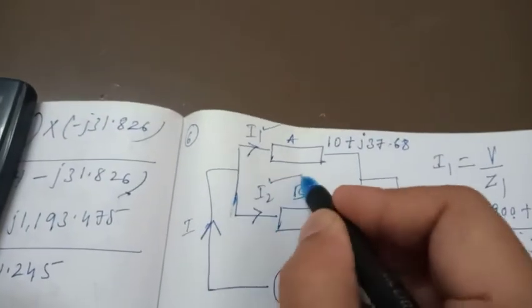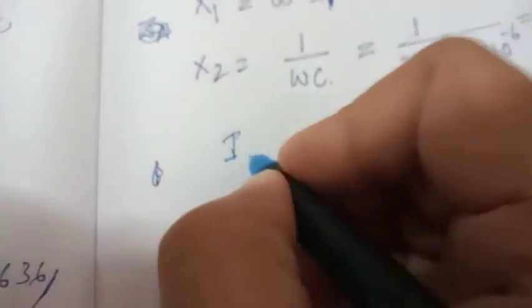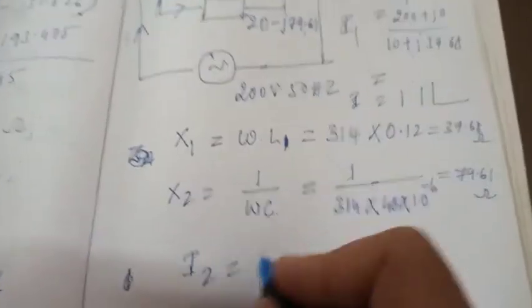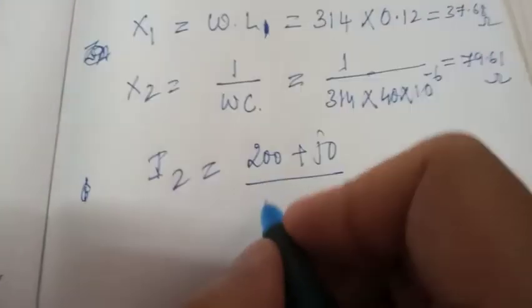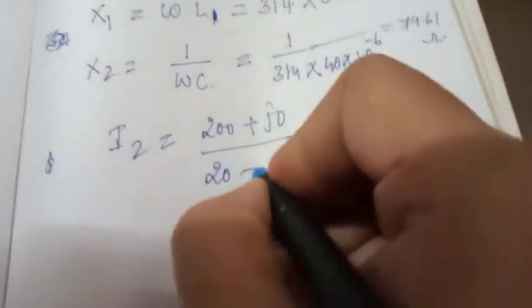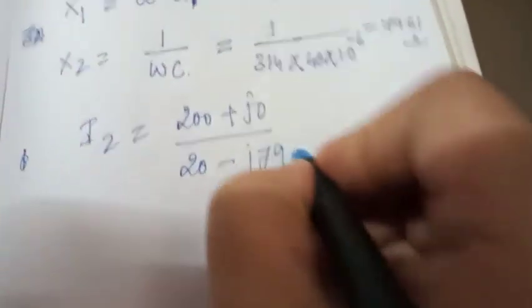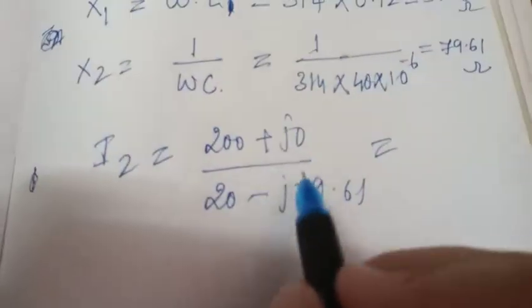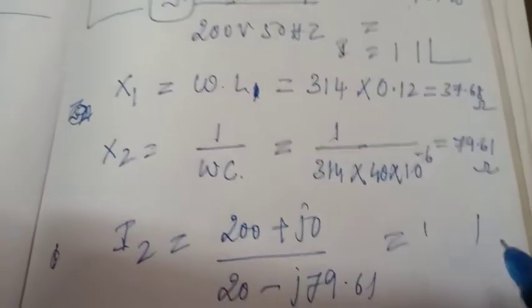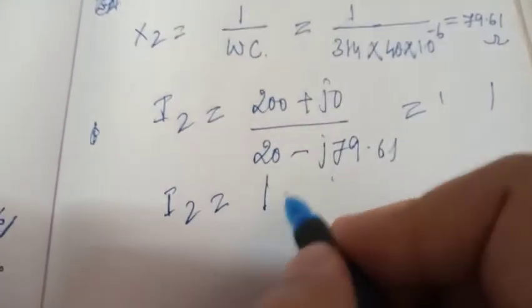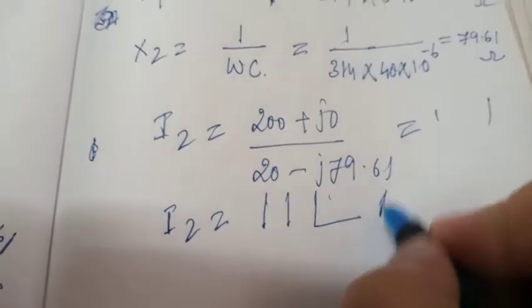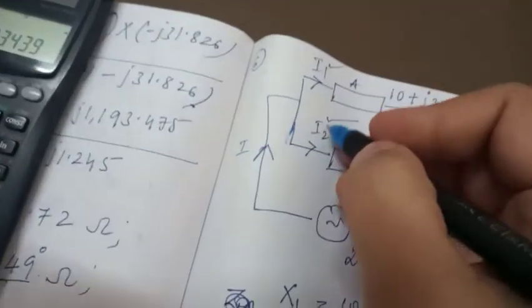Next, to calculate I2, the formula is the same: 200 plus j0 volt by Z2. The value of Z2 is 20 minus j79.61. Do this using the complex mode, get it in rectangular form, and then convert that into polar form, then you will get magnitude and angle in amps. So I2 is also solved.